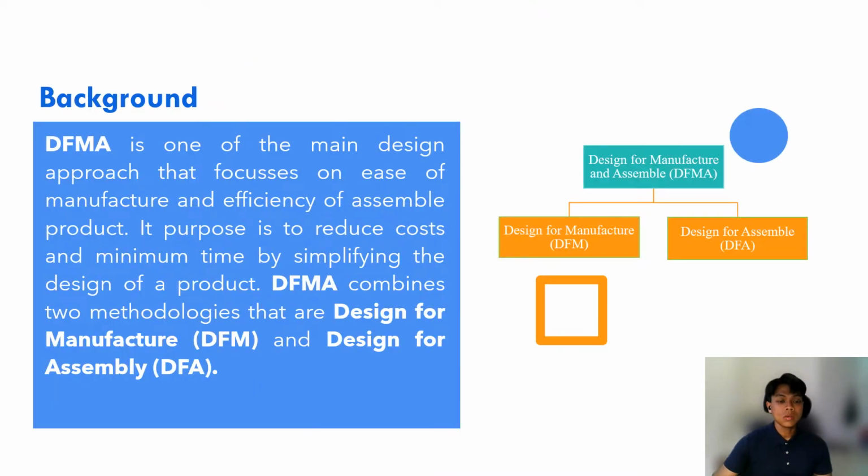Background of the research of my final year project. DFMA, Design for Manufacture and Assembly, is one of the main design approaches that focus on ease of manufacture and efficiency of assembled product. Its purpose is to reduce cost and minimize time by simplifying the design of the product. DFMA combines two methodologies that are design for manufacture, that is DFM, and design for assembly, that is DFA.